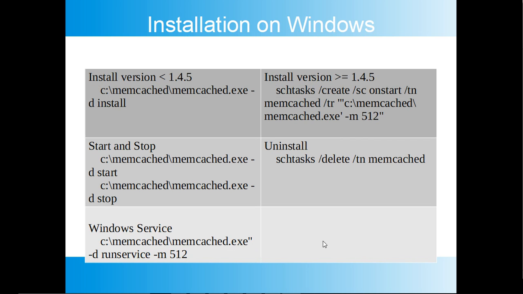Then installation on Windows. There are two versions on GitHub: earlier than 1.4.5 and greater than 1.4.5. There are steps to install this on Windows, and you can go to GitHub, follow the instructions and install. This is very easy.